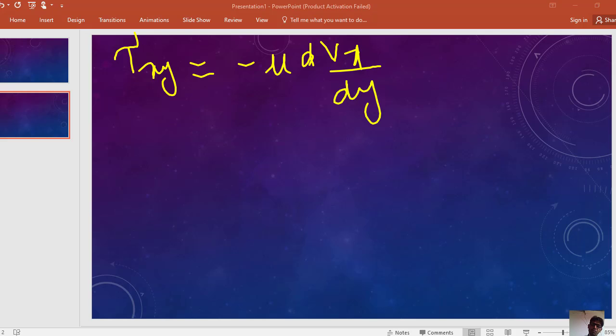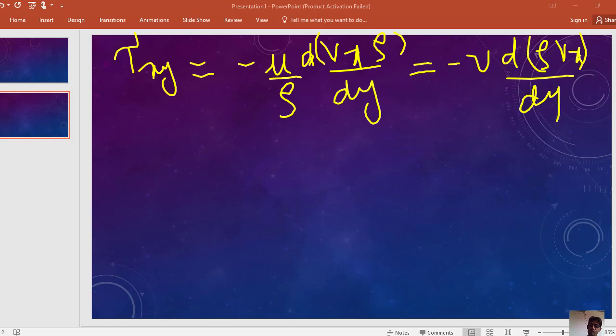Now suppose we multiply and divide by the density of the fluid. We will get this relation: minus kinematic viscosity into d(density times velocity vx) by dy. Viscosity divided by density is nothing but the kinematic viscosity of the fluid, which is the momentum diffusivity. It shows the momentum diffusivity. Suppose this is equation number 1.